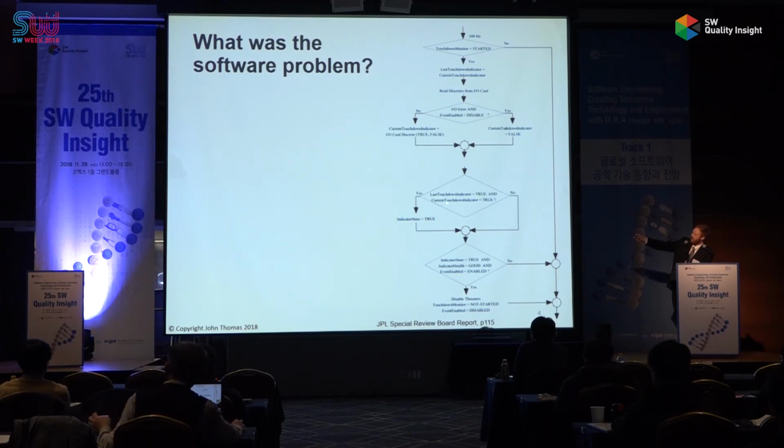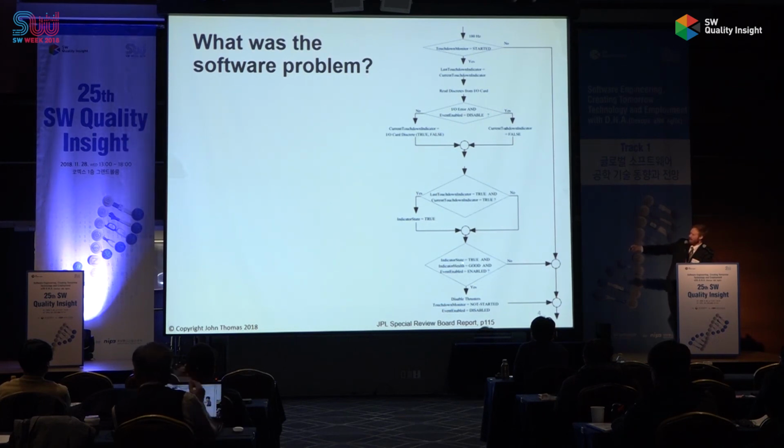If that's true and the current touchdown indicator is true, so we're looking at the current value from the sensor and the last value. If they're both true at the same time, we say, okay, looks good. We probably have a touchdown, and we set indicator state to true. Okay, if we don't have that, we do nothing.